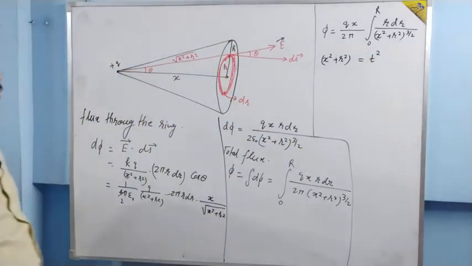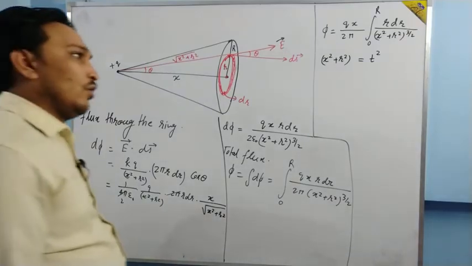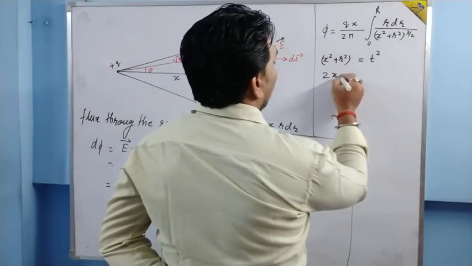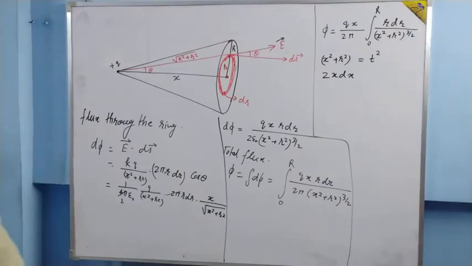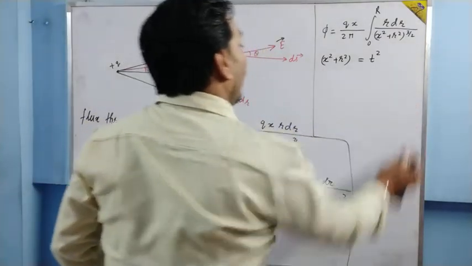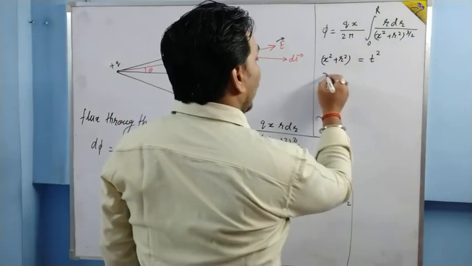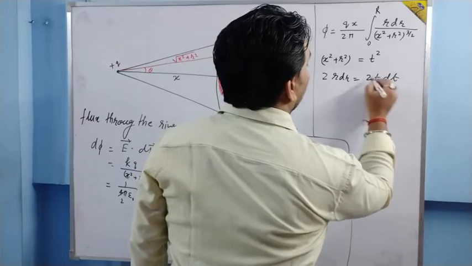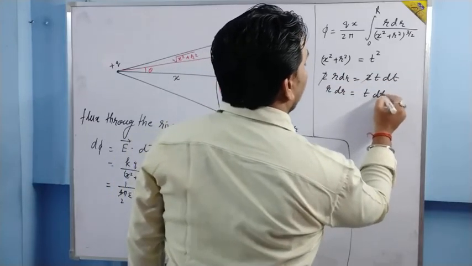Okay. x square plus r square is equal to t square. What can we write? If we differentiate it, then 2x dx, sorry, x is constant, so x will not be differentiated. The differentiation of x is 0. The differentiation of r square is 2r dr. Here it will be 2t dt. 2 and 2 will be cancelled out. We are going to have r dr is equal to t dt.